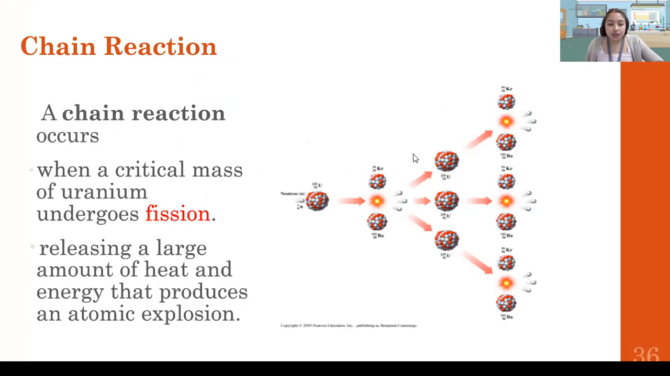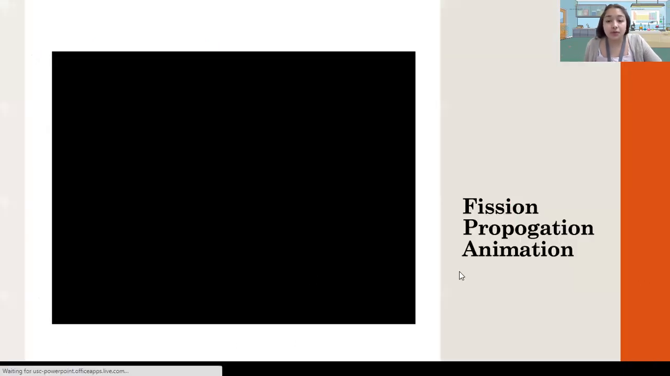So a chain reaction, this is specific to fission reactions. If we see, very, very tiny in this picture, we have a gray neutron, and this neutron hits our uranium atom. And what happens is it splits the atom. Right now we have two. So more neutrons are emitted, and this splits our atoms further and further, and it goes on and on and on in a chain reaction, right? So this releases a lot of energy and heat that produces an atomic explosion.